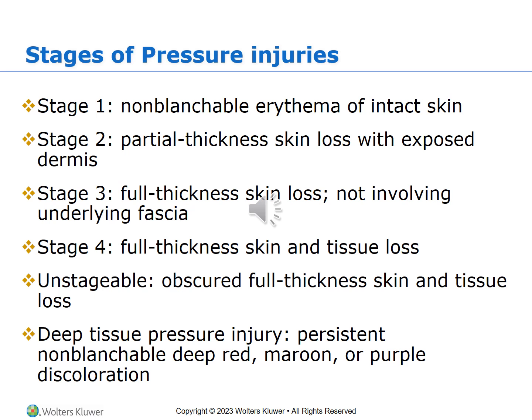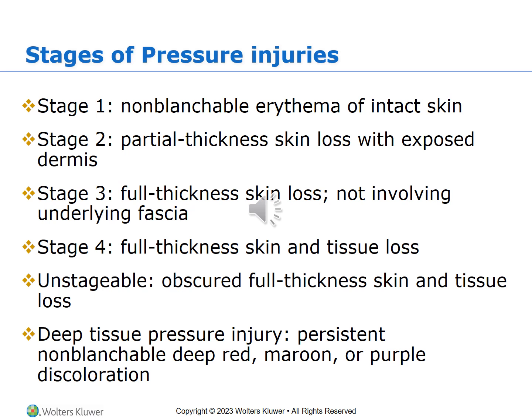Stage 1 is non-blanchable erythema of intact skin. So the epidermis, the outer layer of the skin, is intact, and erythema just means it's red. Non-blanchable means when you press down on it, it does not turn white and return back to red. It remains red. So that is non-blanchable. It is considered a stage 1 wound. In darker pigmented skin, it may look slightly different. It may not be as red, right?